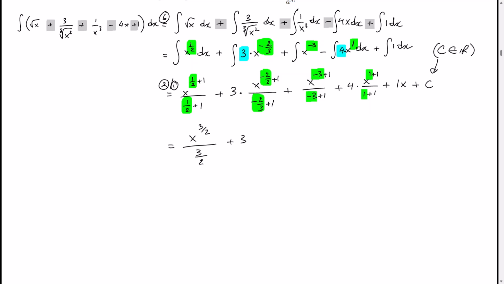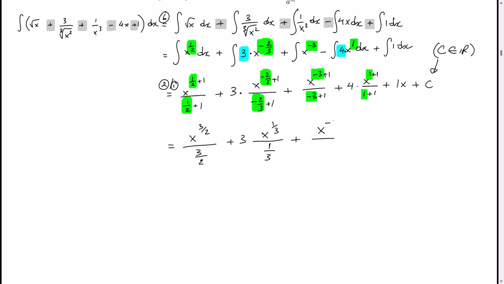Next, I have the 3 multiplied with x to the negative 2/3 plus 1. Again, what's negative 2/3 plus 1? It's going to be 1/3, and if you didn't know that, you can use your calculator as well. I prefer to write my fractions always horizontally. I don't like to write 1/3 like this, so I'm going to just keep always writing down the horizontal lines for my fractions.